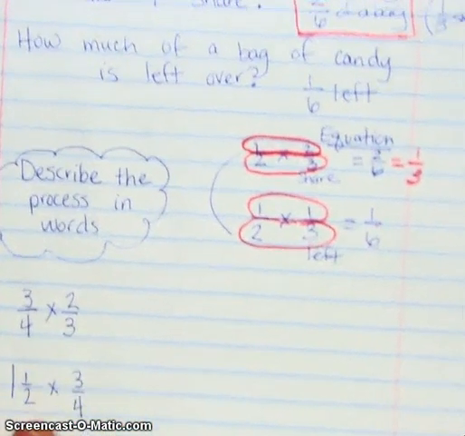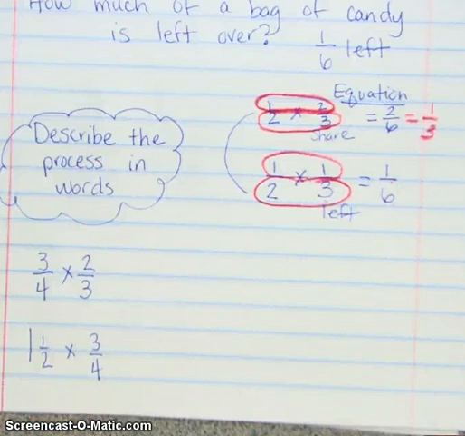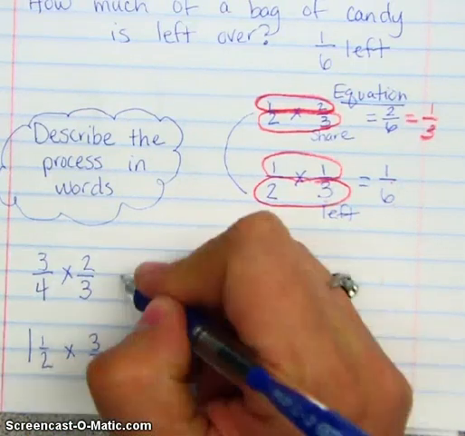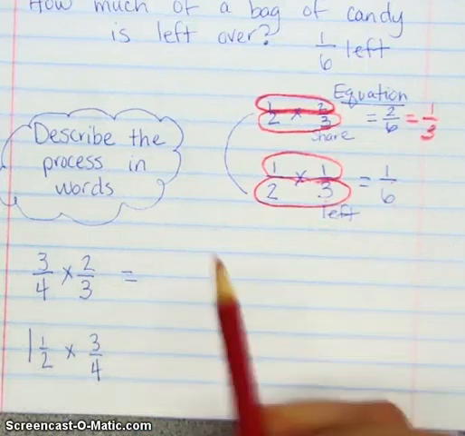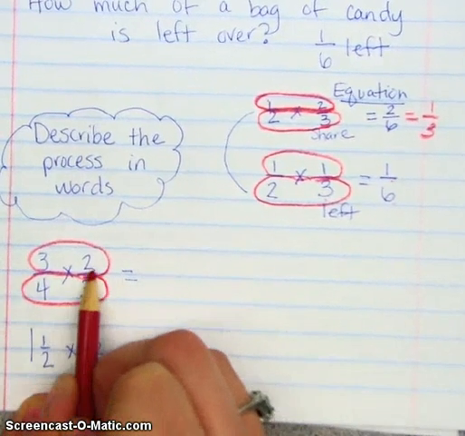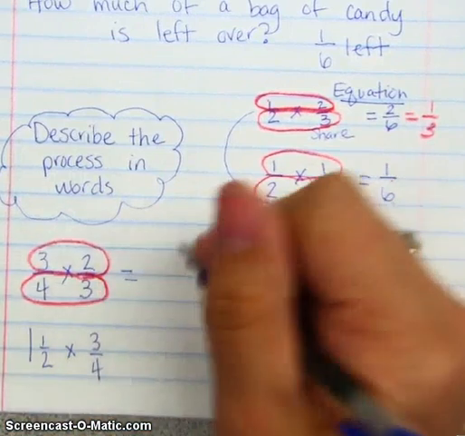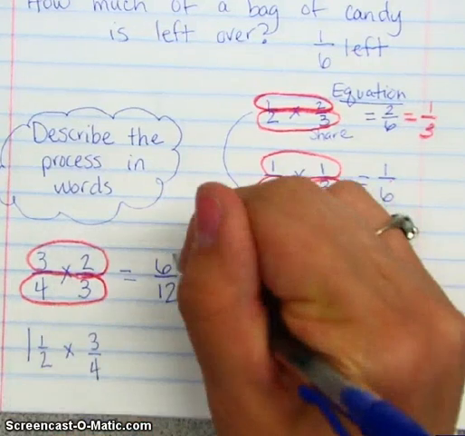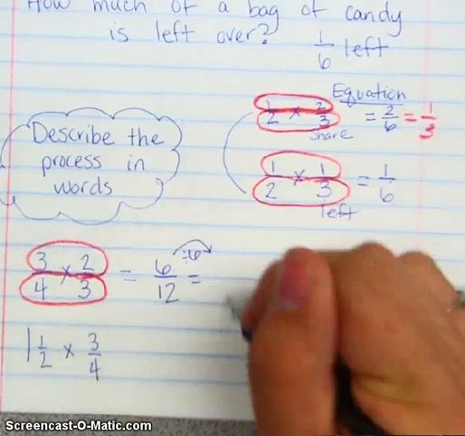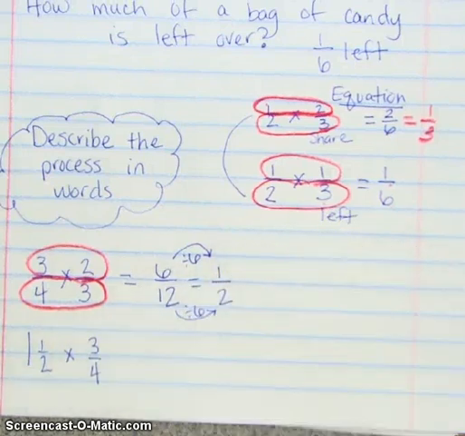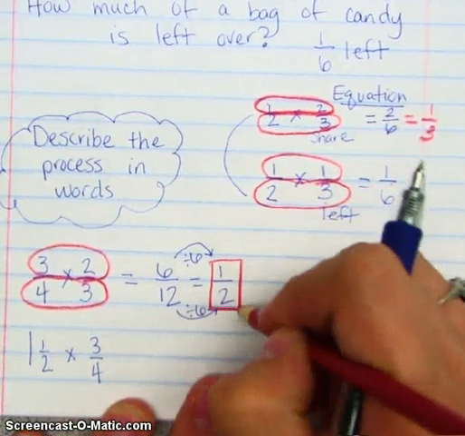Now that you've done that and you've described the process in words, I want you to look at these 2 problems with me. So if I use my process, which was the numerator times the numerator and the denominator times the denominator, I'm going to do 3 times 2 equals 6, and 4 times 3 is 12. Well, 6/12 I know can be simplified. So if I divide 6 by 6, I get 1, and 12 divided by 6 is 2. So my answer here is 1/2.